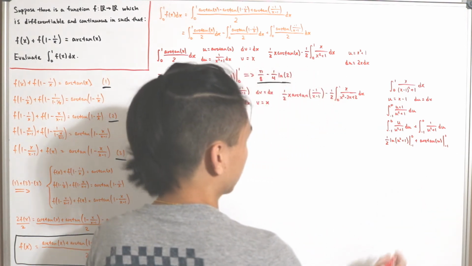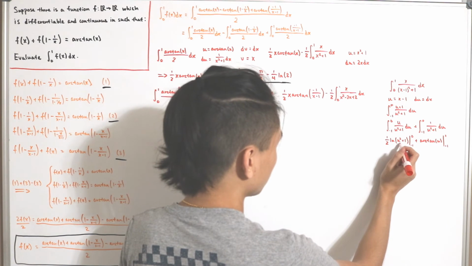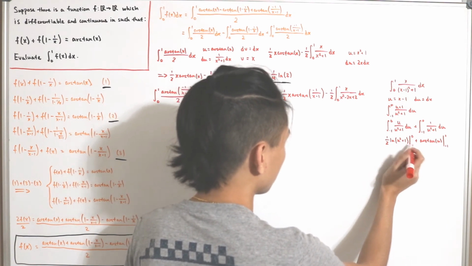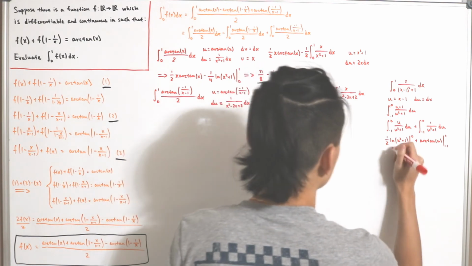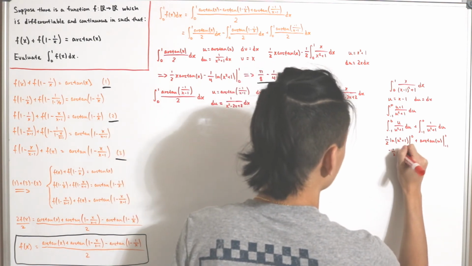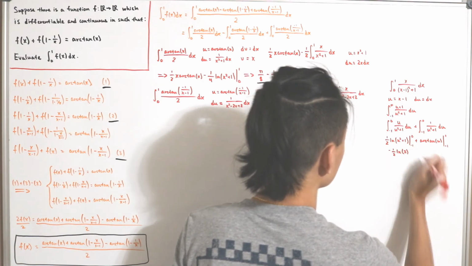Okay, now just calculate our bounds. If we let u equal 0, then this will be 0. And if we let u equal -1, this is minus 1/2 ln of 2.